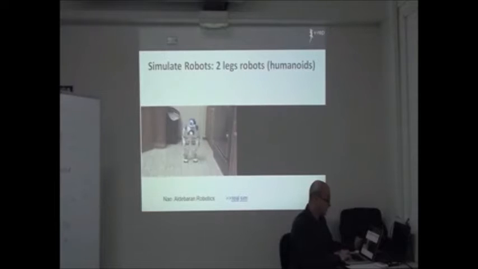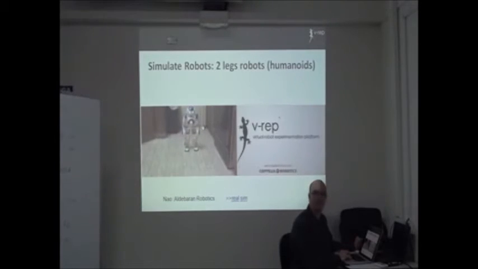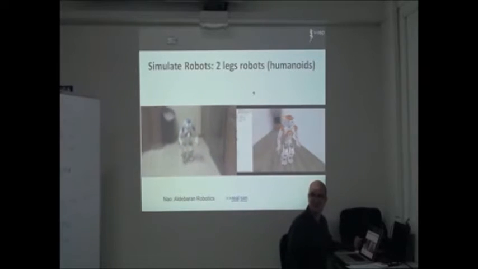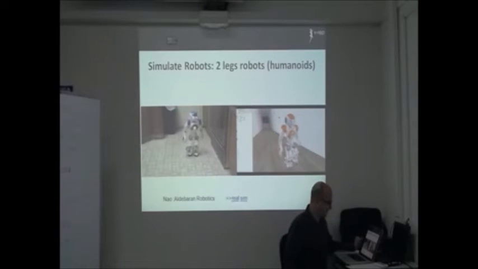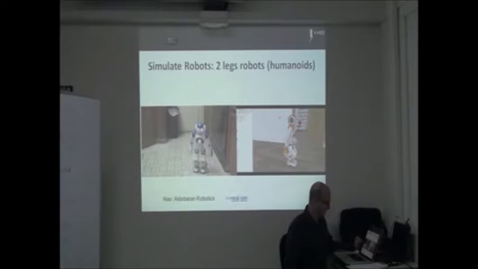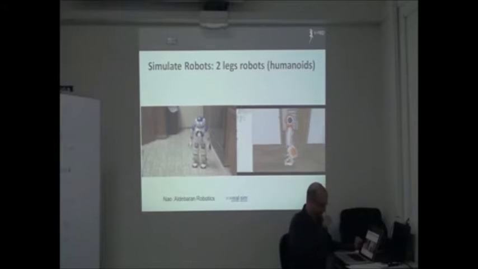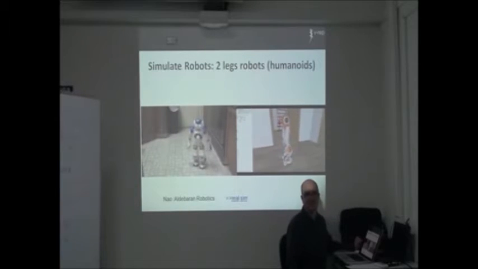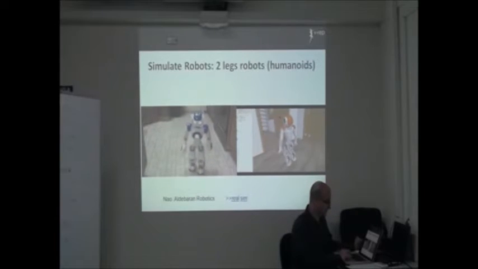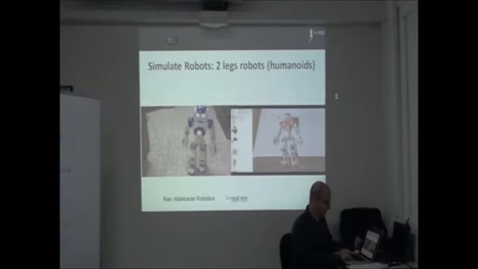Two-legged robots, like humanoid robots. Like this robot, you have plenty in the university, like 24 or 25 robots like that, so you're going to be able to use it. And you can see that the real robot is behaving like the simulation, or the simulation is behaving like the real robot. This is VREP; you can model a full environment, and that's it.